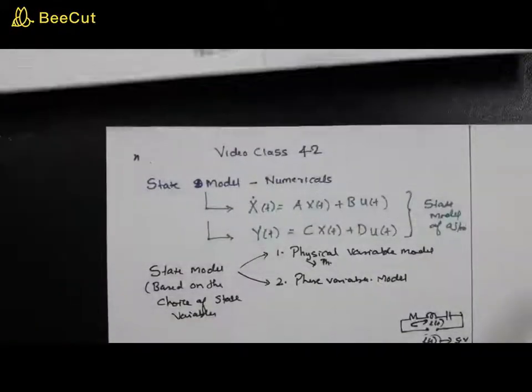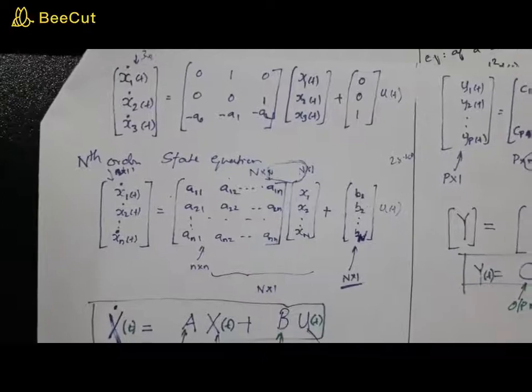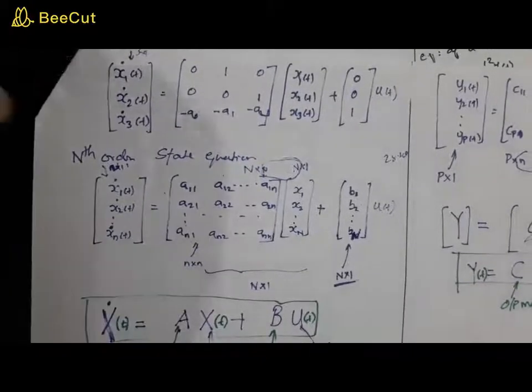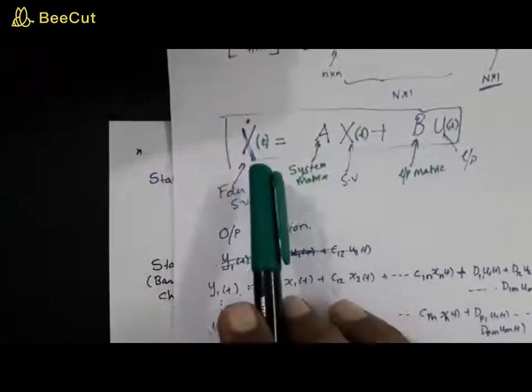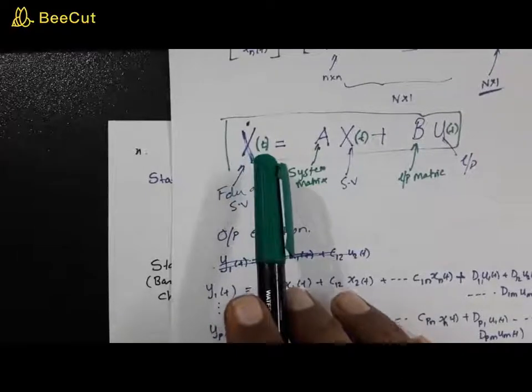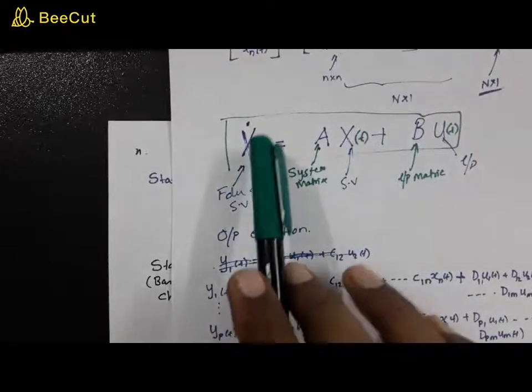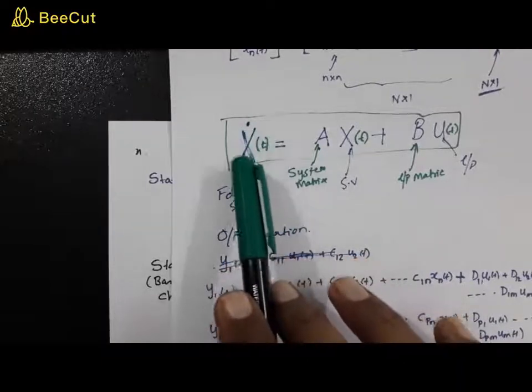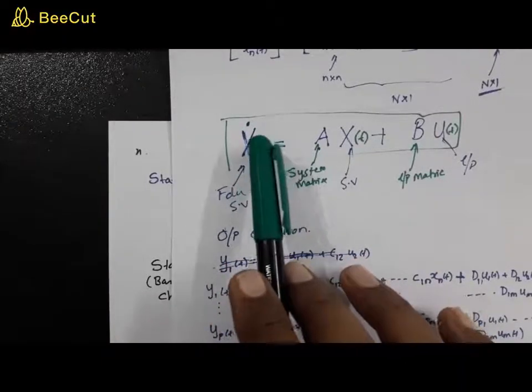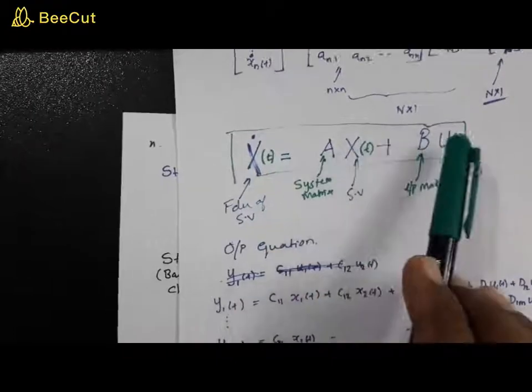In our last video, we have seen the state model. By state model, it refers to two equations: one is the state equation, the other one is the output equation. What is a state equation? The state equation represents the first derivative of the state variables, and that will be a function of the state variable and input.